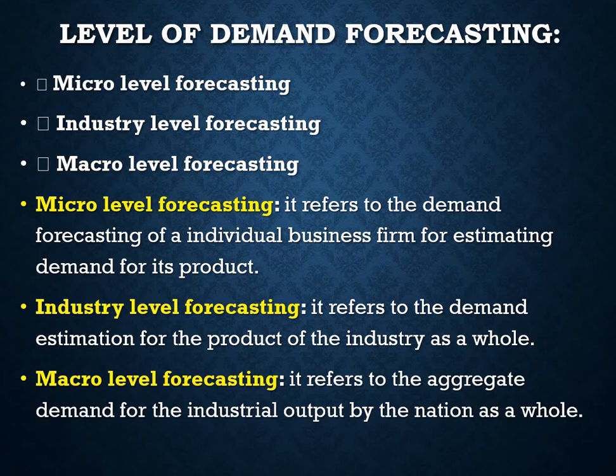Next is macro level forecasting. Macro level forecasting refers to the aggregate demand for the industrial output by the nation as a whole. So if we consider the entire nation, then it is macro level forecasting. These are the levels of demand forecasting.